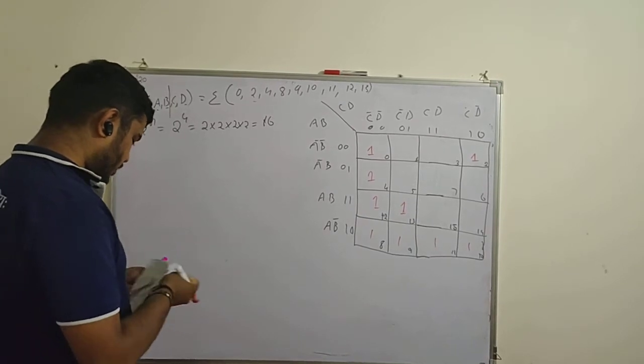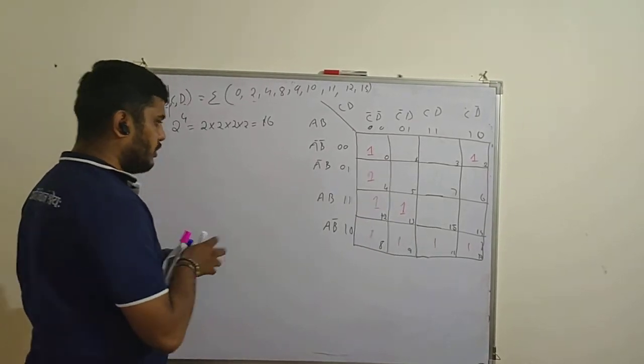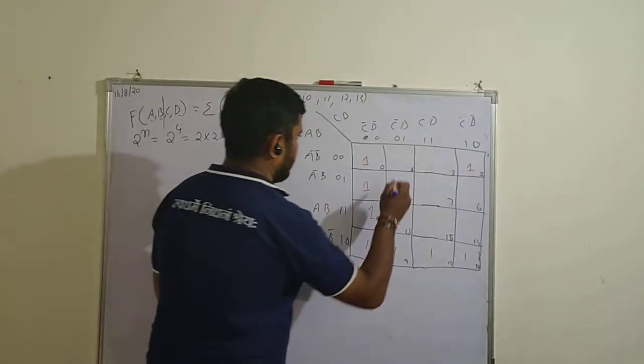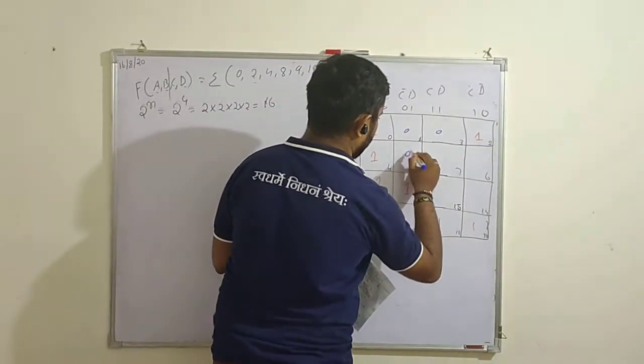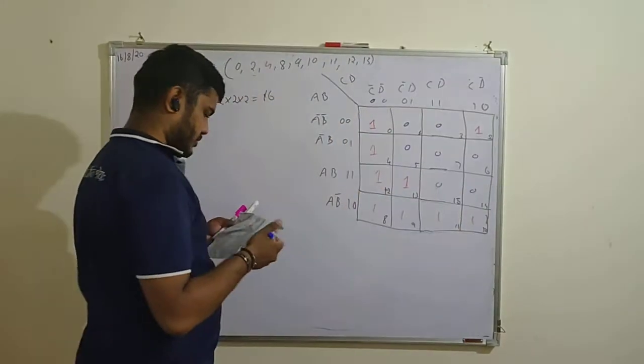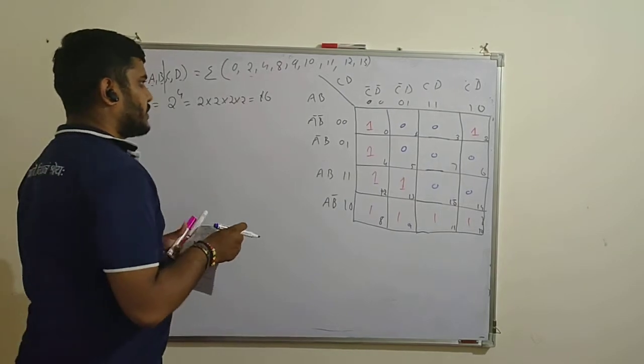The rest you should complete with zeros. So I will complete them with zeros. Okay, so the rest I finished with zeros. Clear? So next, what should you do?